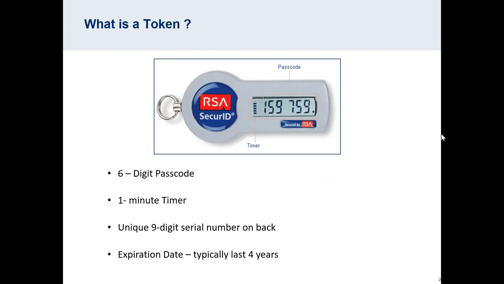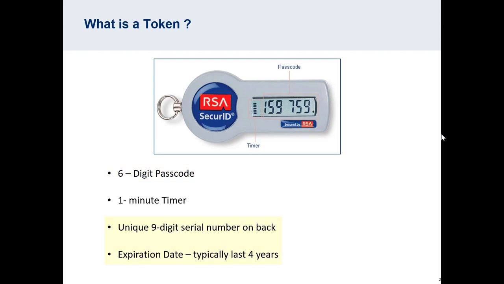RBC Express is a multi-user online banking platform that uses RSA SecurID tokens as an additional security measure. The device will be sent to you in the mail, and you'll notice that on the screen of the device is a 6-digit passcode that changes once a minute. That 6-digit passcode is what you'll be entering when you use the token.